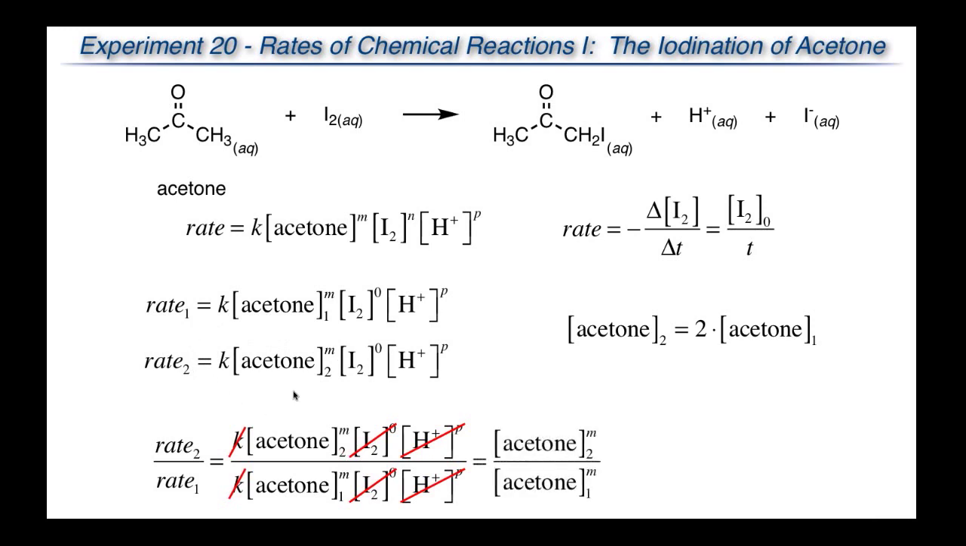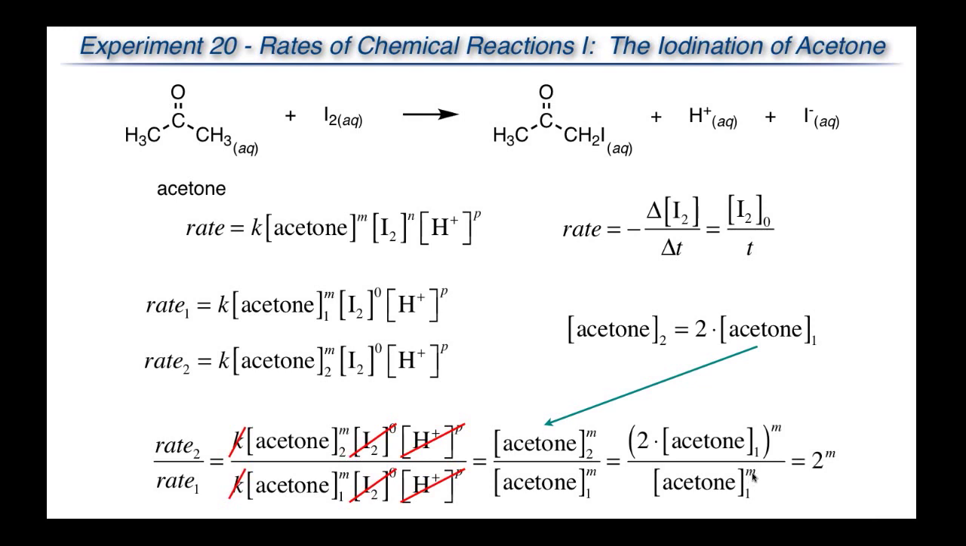So this ratio of rates simplifies down to the concentration of acetone under conditions 2 raised to the m power divided by the concentration of acetone under conditions 1 raised to the m power. We're going to substitute 2 times the concentration of acetone 1 for acetone 2, and that transforms the equation into how we see it here, where we have the quantity of 2 times the concentration of acetone under the first conditions raised to the m power divided by the concentration of acetone under the first conditions raised to the m power. And of course, this further simplifies to just 2 to the m.